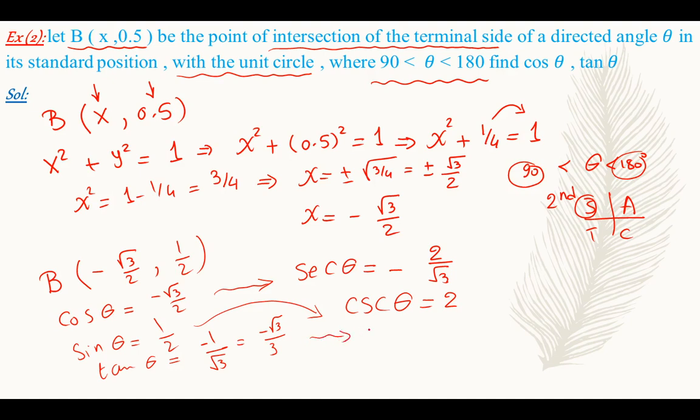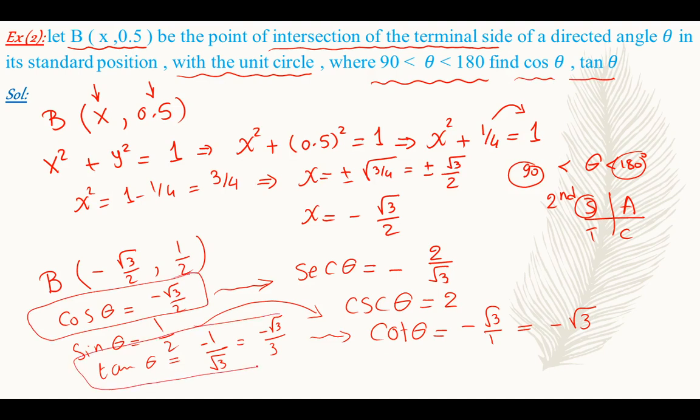And the last one, what is the reciprocal of tan theta? The reciprocal of tan theta is cotan theta. Here tan theta equals negative root 3 over 3 or negative 1 over root 3. If we want to find the reciprocal, it will be negative root 3 over 1, which is equal to negative root 3. Now we have found all the trigonometric functions of this angle which intersects the unit circle at the point x and 0.5. But here we want to find cosine theta and tan theta. So cosine theta will be negative root 3 over 2 and tan theta will be equal to one of the two values, negative 1 over root 3 or negative root 3 over 3.